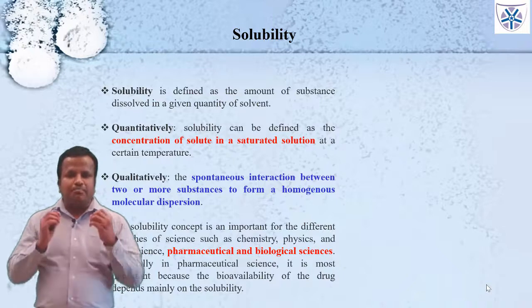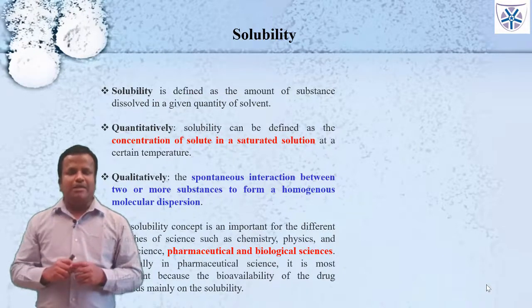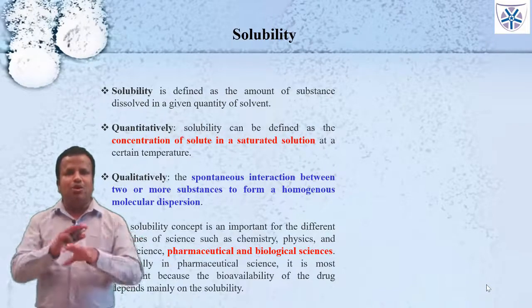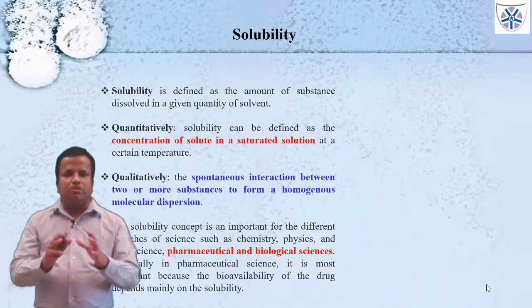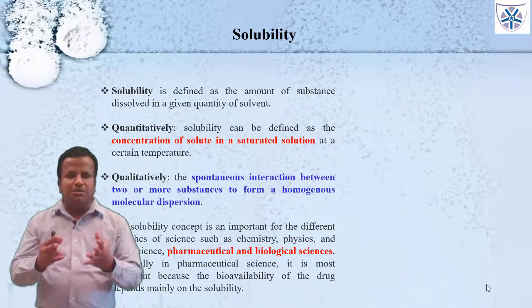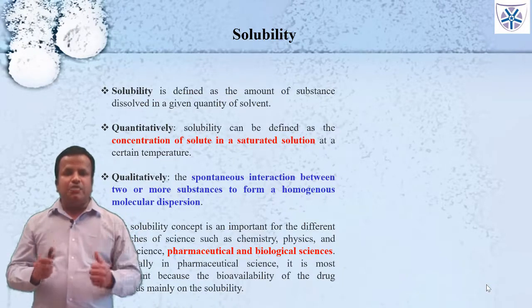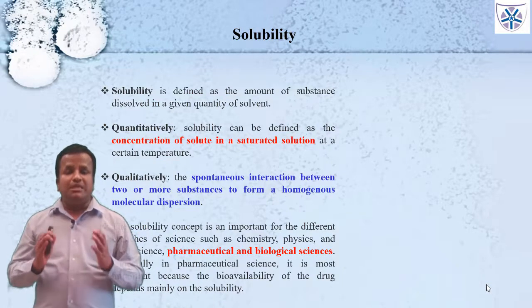Homogeneous means that the particular compound is dispersed throughout the entire solvent. It's not heterogeneous, it's homogeneous. That means the concentration of the solid is equal at all places. That means the solid molecules are dispersed in the solvent equally in all places. That is called qualitatively, and the other thing is about a homogeneous solution.